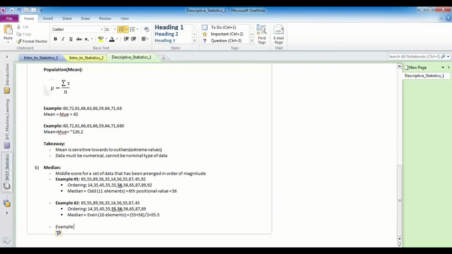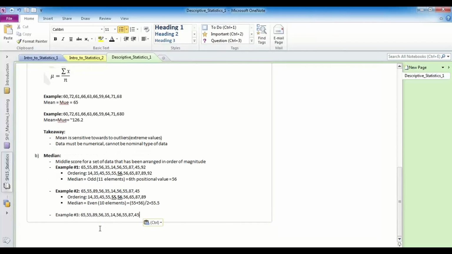Example 3 on the same data set. I'm changing one number to something else. So there is a value called 89. I just update it to be 890. Now Bindu, what are your thoughts?